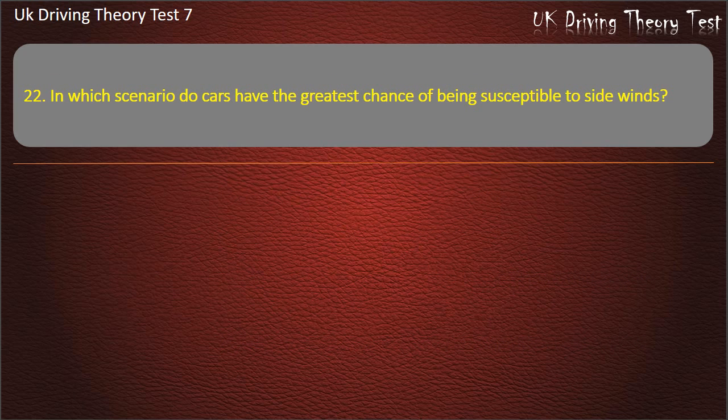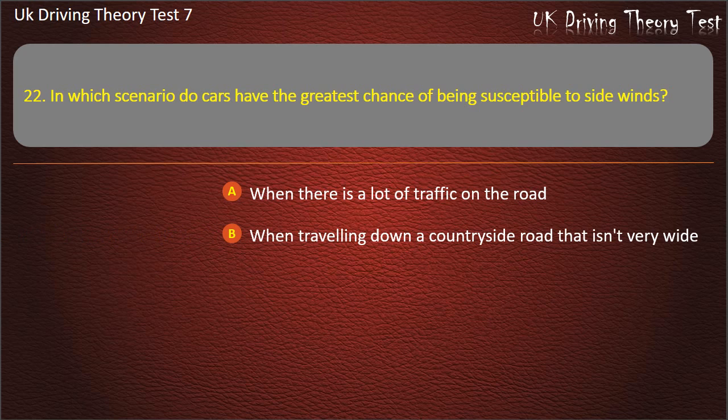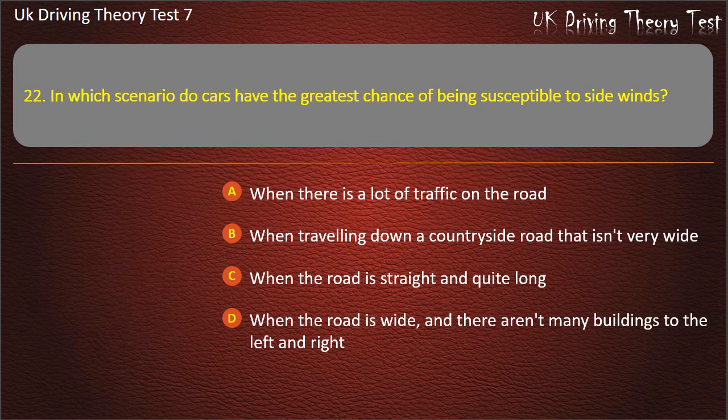Question 22. In which scenario do cars have the greatest chance of being susceptible to side winds? When there is a lot of traffic on the road. When traveling down a countryside road that isn't very wide. When the road is straight and quite long. When the road is wide, and there aren't many buildings to the left and right. Answer. When the road is wide, and there aren't many buildings to the left and right.